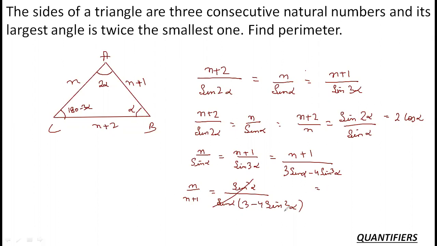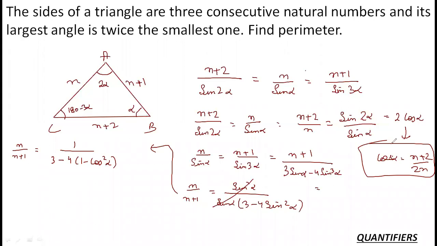So can I say, if I put n upon n plus 1 is equal to 1 upon 3 minus 4 times 1 minus cos square alpha, right? And from here, the value of cos alpha is nothing but n plus 2 upon 2n. So cos alpha is n plus 2 upon 2n. Let me just substitute it here and see what the result will be. Also, for simplicity, I can reverse both the sides. It will become n plus 1 upon n, so that I don't see anything in the denominator.